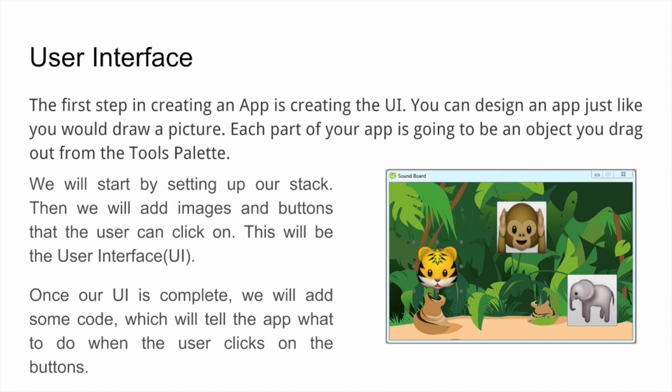Each part of your app is going to be an object that you drag out from the tools palette. Just like you could create something in a drawing tool, or perhaps you're making a Word document and you want to put some pictures in it, each part of the app is an individual object and we drag those out onto our stack to create them. So firstly we'll start by setting up our stack, then we'll add images and buttons that the user can click on. Then once we've finished with that, we'll start adding some code to make our app actually do something.